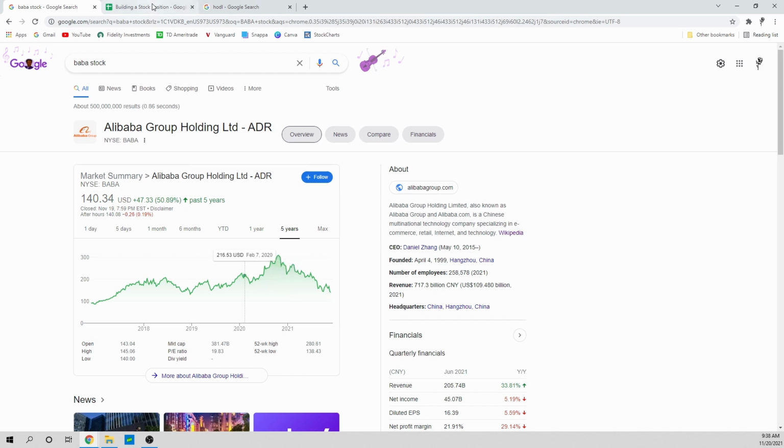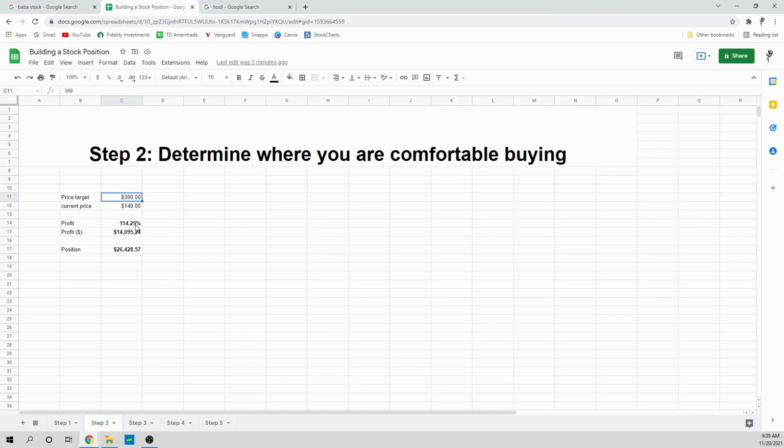So then when I'm looking at it, I can look at the current price, which is $140.34. I can see that there's a potential upside there of 114%. So for me, I would be a buyer basically anywhere below 150, right? Because 150 doubled up would be 300, and that would be my 100% return. Again, this just depends what you are looking for and what you're happy with.